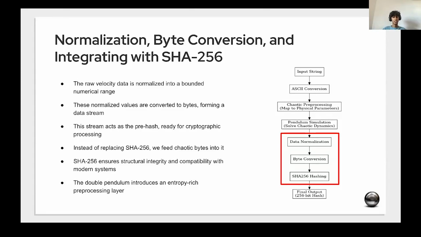As a side note, if you don't know what SHA-256 is, it's essentially the industry standard hash function that's used for many data security purposes. Because of this final step, we ensure that our function has structural integrity and is compatible with modern systems, because of the many applications that SHA-256 is used in. And our double pendulum prehash just introduces an entropy-rich pre-processing layer that would improve the randomness of the hash function and make it more secure and more usable for daily purposes.